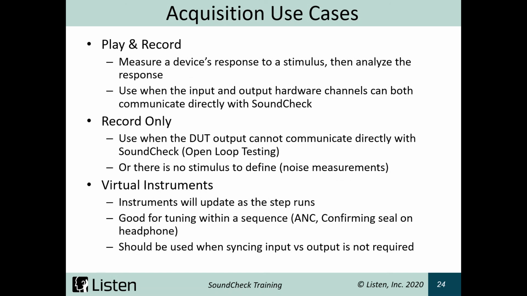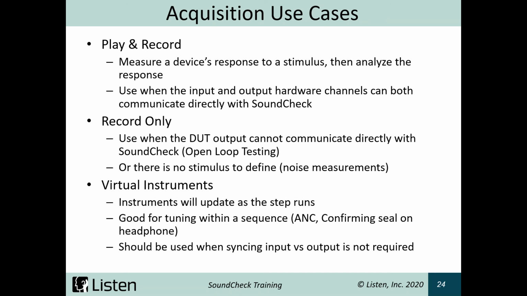Why would we pick one over the other? So some really common use cases. For acquisition, if we're trying to measure a device's response to a stimulus, then analyze the response. This is the most common use case of an acquisition step. In 95% of electroacoustic testing, we want to use a play and record step. If you're not sure which one you're looking for, pick play and record.